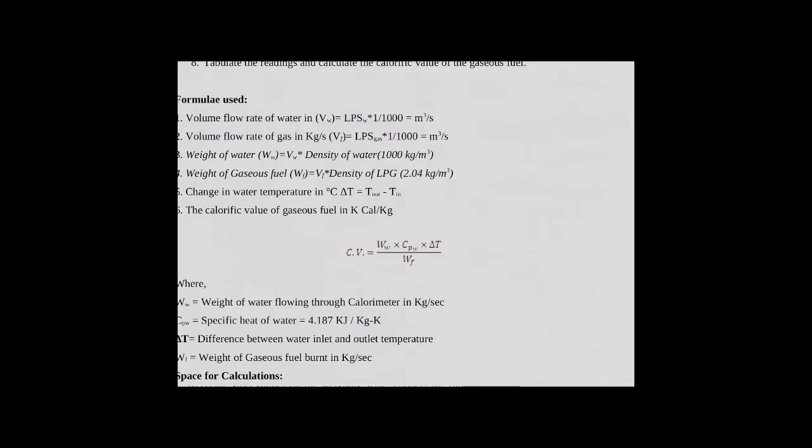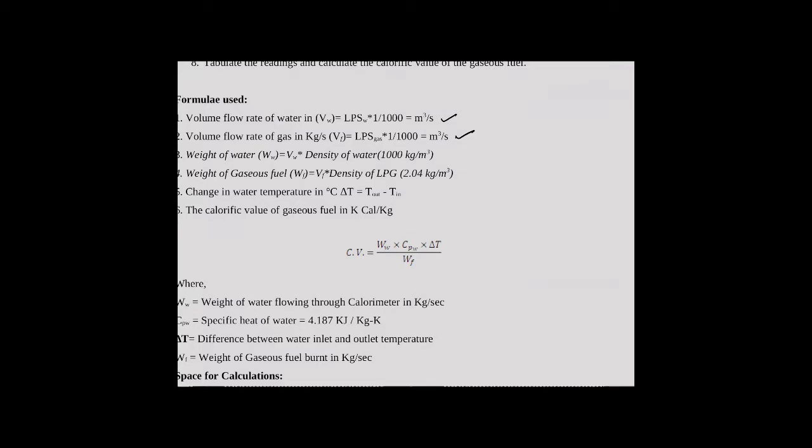Now coming to the formulas. We are trying to get the volume flow rate. Liters per minute of water, divided by 60 and multiplied by 1 upon 1000, or 0.001, gives me the flow rate in meter cube per second. That will be the volume flow rate of water. Similarly, I can get the volume flow rate for the gas: liters per minute of gas divided by 60 gives liters per second of gas, multiplied by 1 upon 1000, or 0.001.